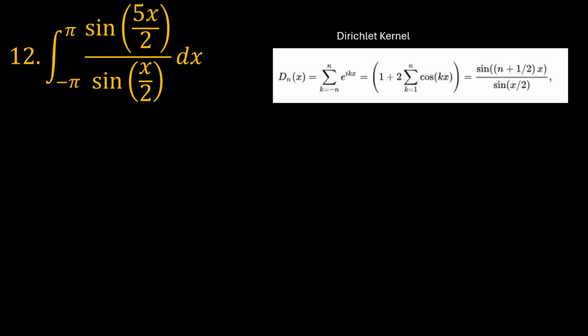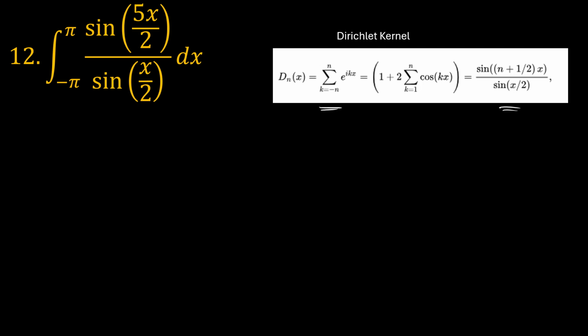So problem number 12 just happens to be a definite integral from x equals negative pi to x equals pi of sine of 5x over 2 over sine of x over 2. So this is a problem that exploits what we call the Dirichlet kernel. And for those of you who have time, you could easily go and prove that this equals this.